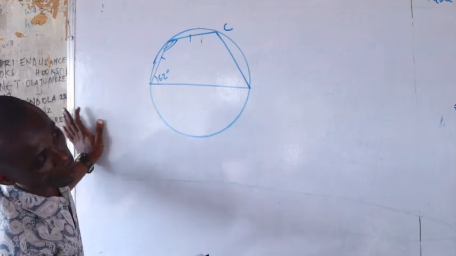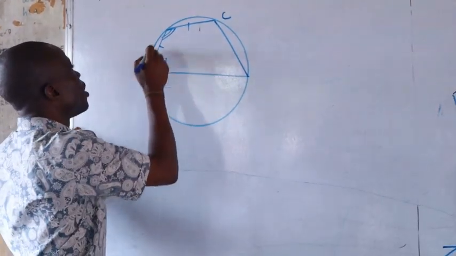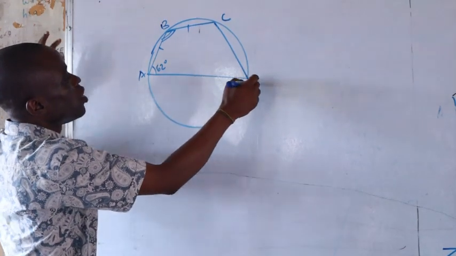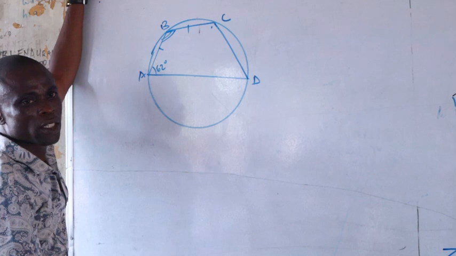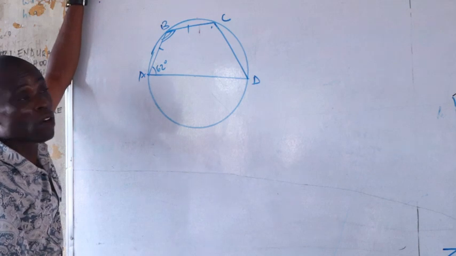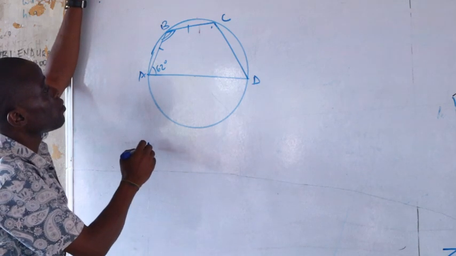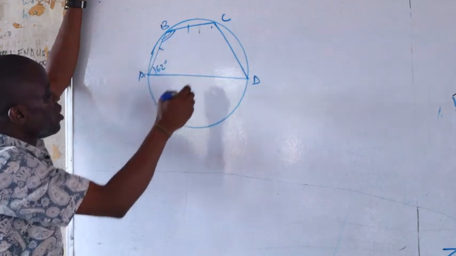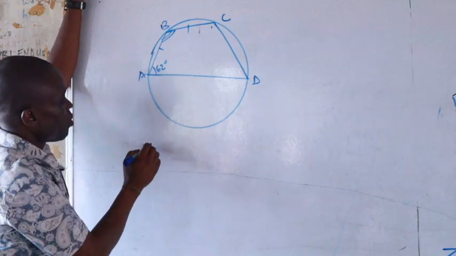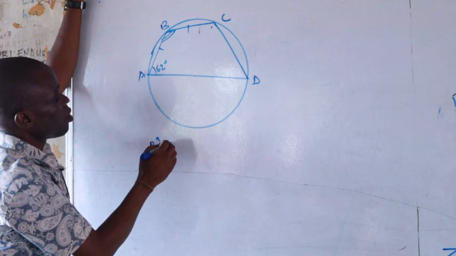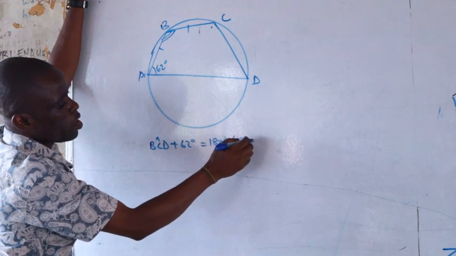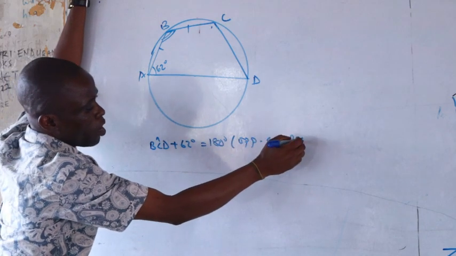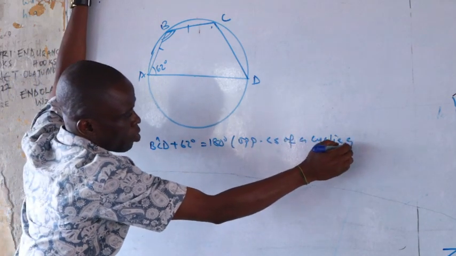Okay, we have ABC. I can label A, B, C, D. I can get this angle. That is opposite angles of a cyclic quadrilateral. BCD plus 62 is equal to 180. Opposite angles of the cyclic quadrilateral.